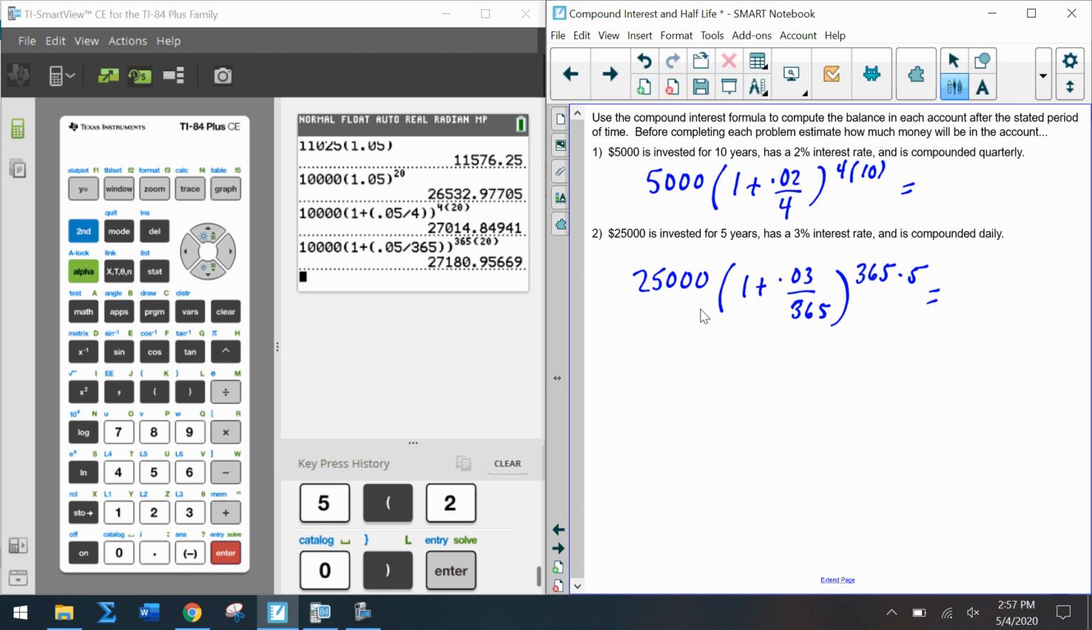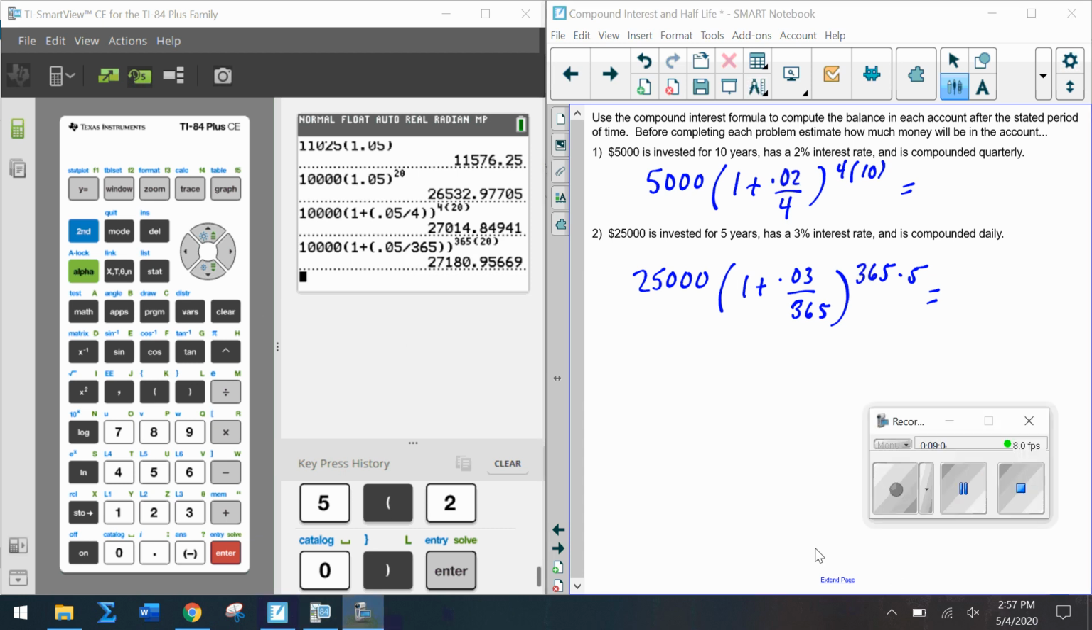Okay, so make sure you're plugging everything into the calculator properly, using the correct keys and making sure you're using parentheses where you need to.